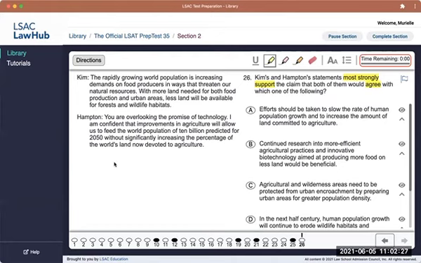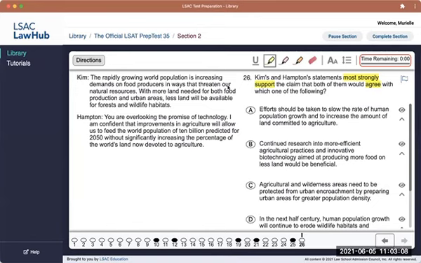All right, Kim: "The rapidly growing world population is increasing demand on food producers in ways that threaten our natural resources. With more land needed for both food production and urban areas, less land will be available for forests and wildlife habitats." Hampton's response: "You are overlooking the promise of technology. I am confident that improvements in agriculture will allow us to feed the world population of 10 billion predicted in 2050 without significantly increasing the percentage of the world's land now devoted to agriculture."